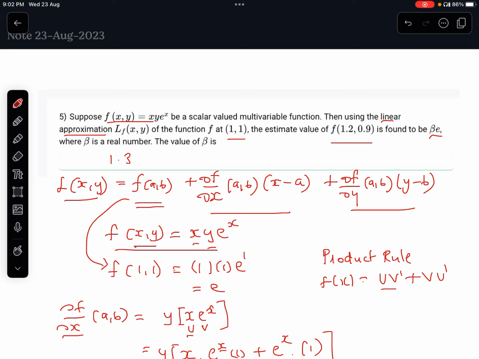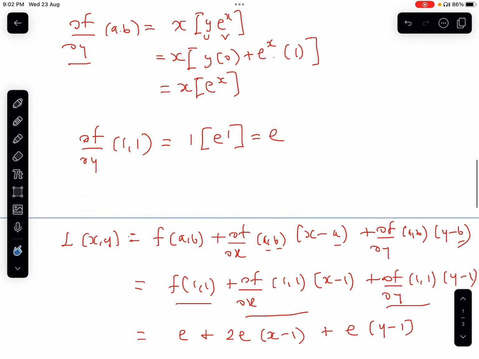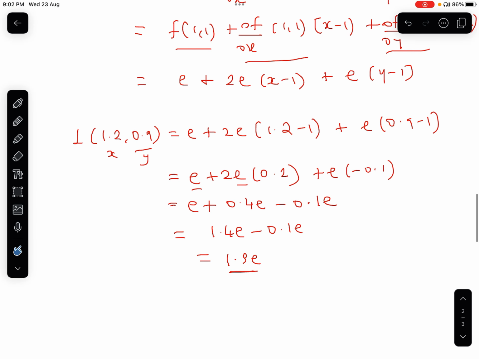Okay, you may be asking how we got 1.3, because they have already given the clue that it will be in the form of beta e. So here the final answer we got is 1.3e, which is in the form of beta e. So therefore the correct value of beta is 1.3. So therefore beta is equal to 1.3.